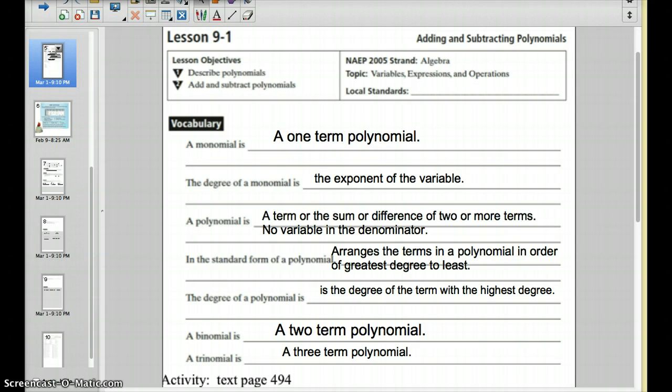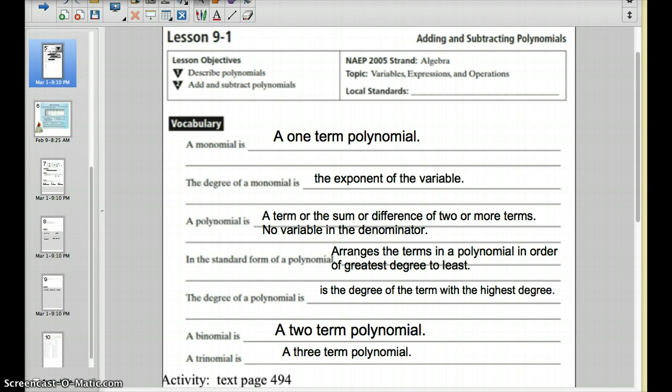A monomial is a one-term polynomial. So something like 2x or 9 are monomials. There's one term. The degree of a monomial is the exponent of the variable or the sum of the exponents of the variables. A polynomial is a term or sum or difference of two or more terms and no variable in the denominator. So think about things like 2x plus 1 or 3x squared minus 2x plus 5. Those are all polynomials. They're just a series of terms, or a series of monomials, added or subtracted together. And you can have one term or as many terms as you want, and we can call it a polynomial.